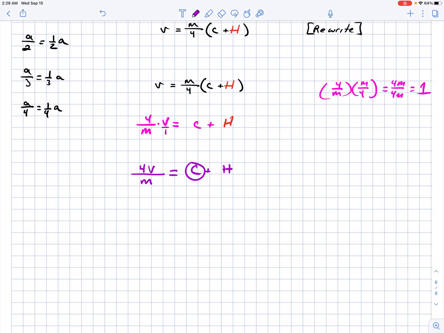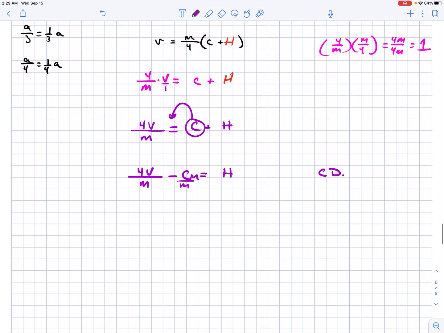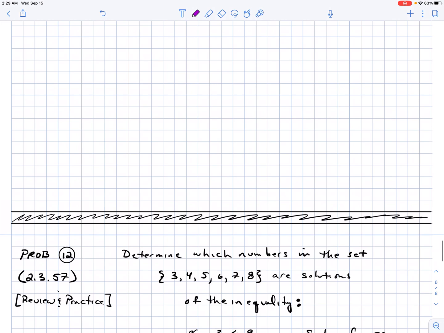Now I'm hoping this makes a lot more sense when I do this. See, it's positive on the right, it's negative on the left. So 4v divided by m minus c equals h. I want to make the common denominators here, so I just do that. Why? Because m divided by m is 1. So this is 4v minus cm divided by m is equal to h. And this is probably what the math lab is looking for, primarily. A little fast, I hope it was okay.